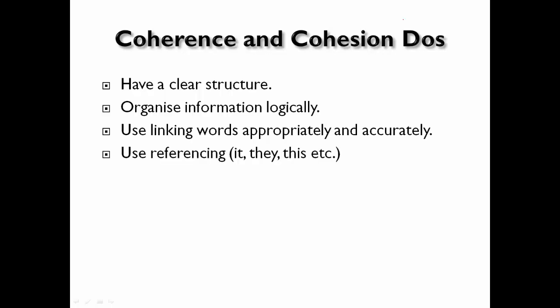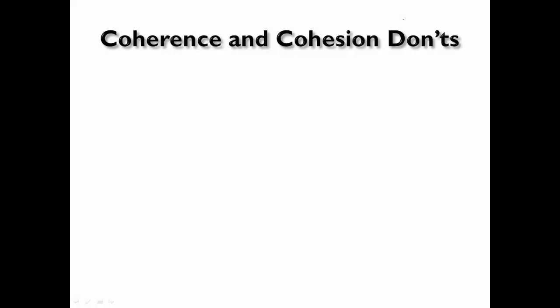Using referencing. When you're talking about one of the data points, you use words like it, they, this. We're going to talk about that in much more detail in module 10, where we're going to show you all about the grammar and vocabulary that you must use. So here are things that you should not do in order to get high marks for coherence and cohesion.